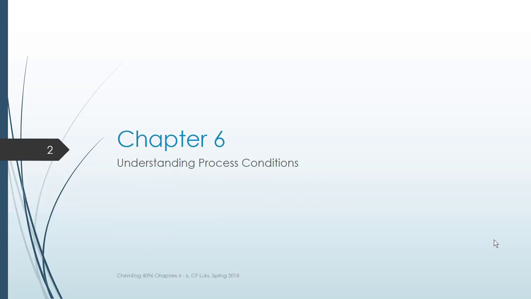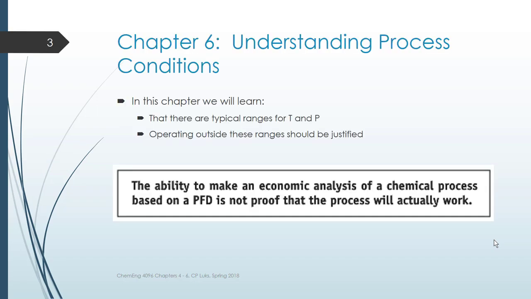In this lesson, we'll be starting to look at Chapter 6 of our textbook, Understanding Process Conditions. Our goals here are to start looking at what typical ranges for temperature and pressure should be, and when and how we need to justify our choices of operating conditions.